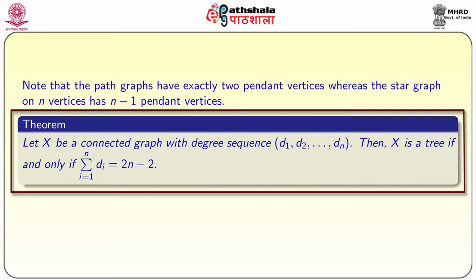Let X be a connected graph with degree sequence d1, d2 and so on dn. Then X is a tree if and only if the summation i equal to 1 to n, di is equal to 2n minus 2. So this is an if and only if condition. This is a nice criterion: by using the degree sequence it is possible to characterize whether a given connected graph is a tree or not. Look, in the hypothesis we are assuming X is a connected graph. So X is a tree if and only if the sum of the degrees of all vertices is equal to 2 times n minus 1.